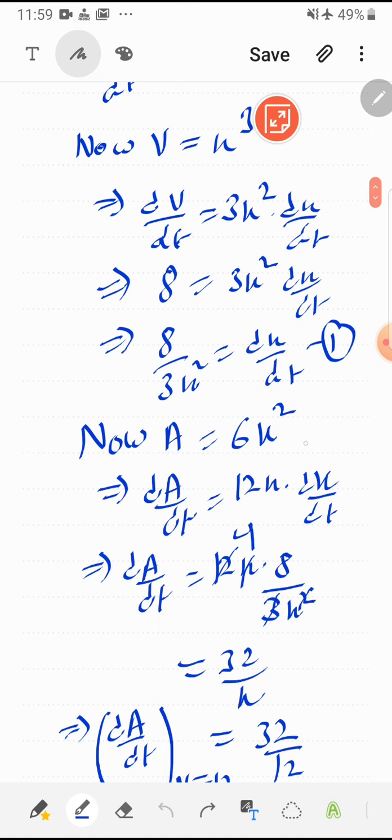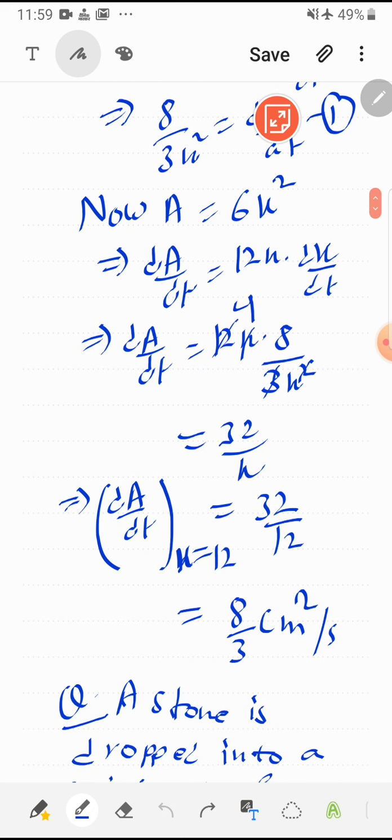So now area. You have to be sure that if nothing is given, then area is always considered as total surface area. So A is equal to 6x square, its derivative is again 12x into dx by dt. So put the value of x. Now do the necessary calculations, so that dA by dt is 8 by 3. Units are very important, centimeter square per second.